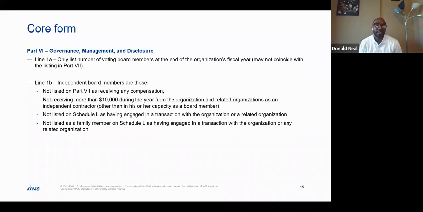So we make that very clear, and it's something that I suggest you do as well in the event that you have more members on there, but only a certain number that were voting at the end of the year. Now, line 1B talks about your independent board members.